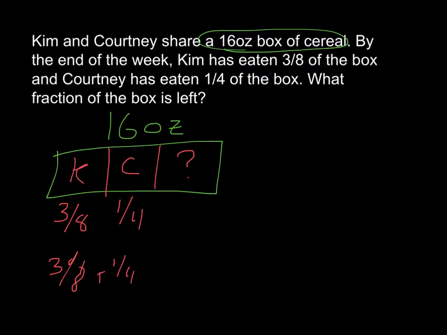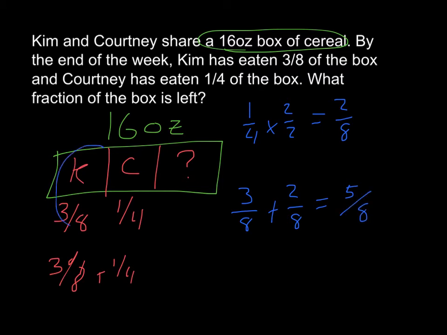And what I need to do first is give it a common denominator. To do that, 1/4, I'm going to multiply by 2/2 to get 2/8. So then I am solving 3/8 plus 2/8, which is 5/8. And that tells me how much has been eaten. Now remember, it's 5/8 of 16 ounces.